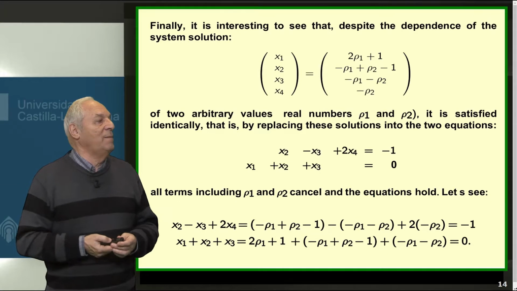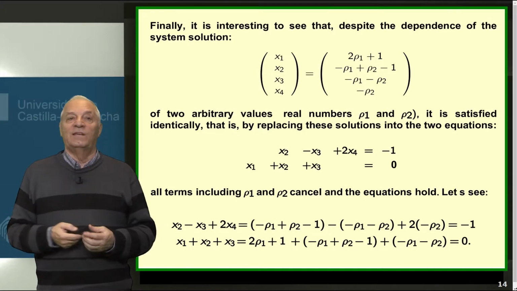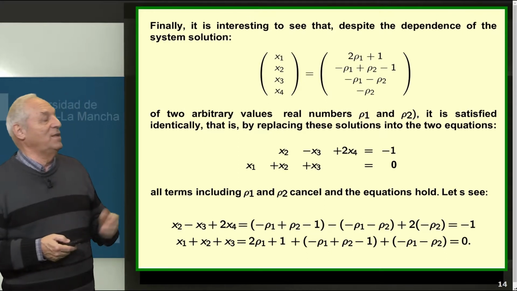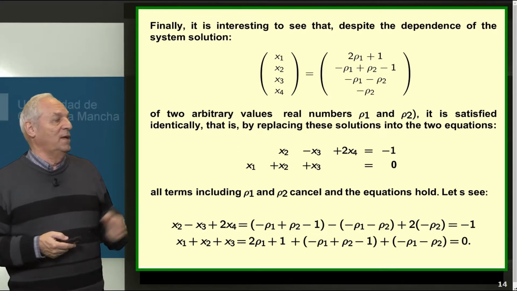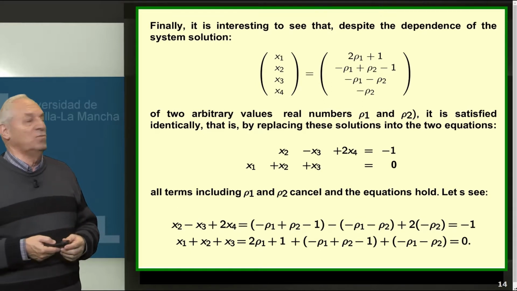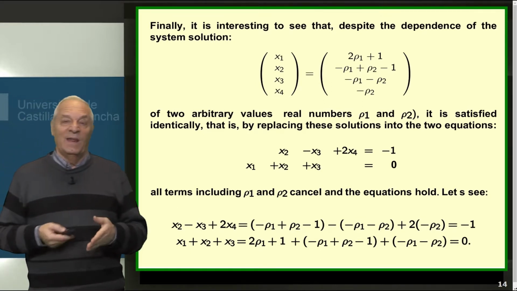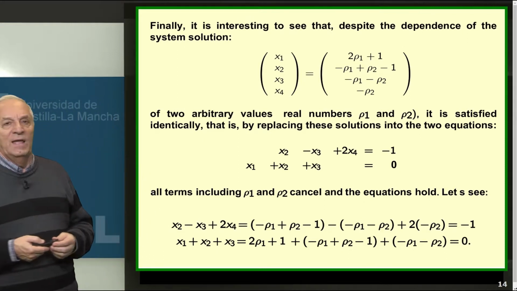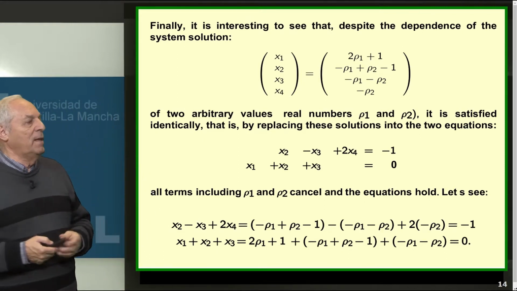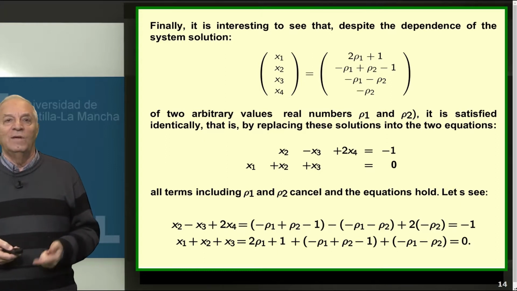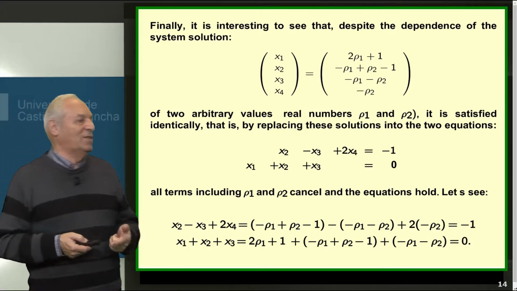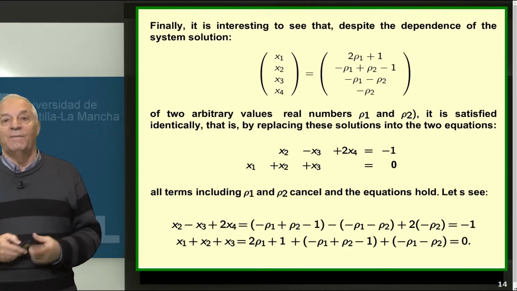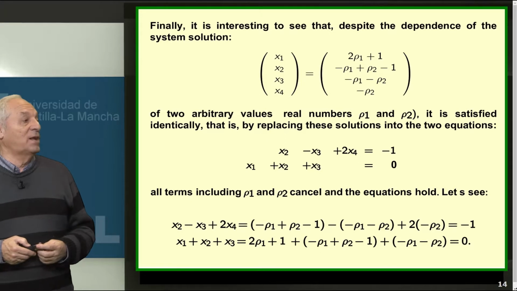Finally, it is interesting to see how this solution we have obtained before, (x1, x2, x3, x4), is equal to this vector that depends on row 1 and row 2, which must be real numbers, but are arbitrary. We can put what we want, and it will be satisfied identically. Let's check that by entering these values of x1, x2, x3, x4 in the two equations that you have here; all the terms that incorporate some row values cancel.